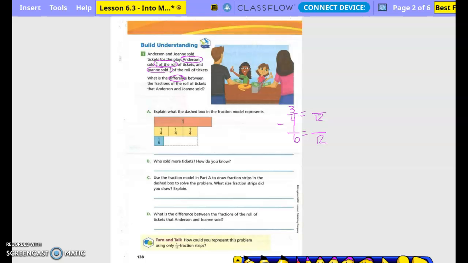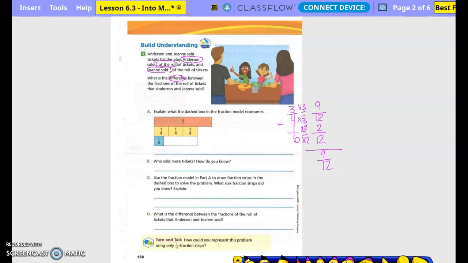So how do I get from 4 to 12? Times 3. What I do on the bottom, I do on the top. 3 times 3 is 9. How do I get from 6 to 12? Times 2. What I do on the bottom, I do on the top. 1 times 2 is 2. And then I'm going to subtract it out. 9 minus 2 is 7/12.